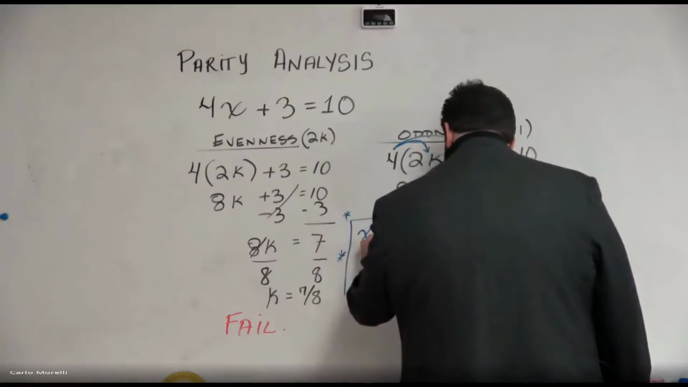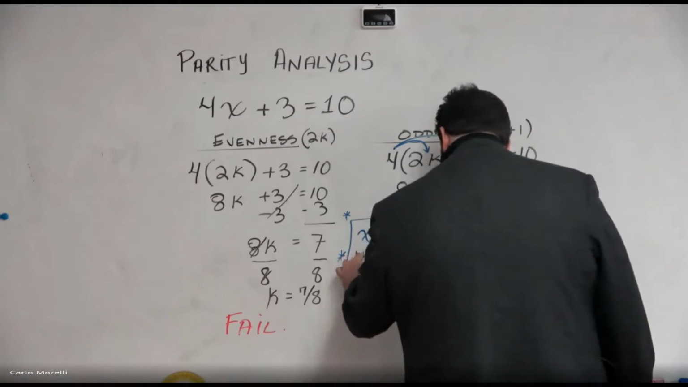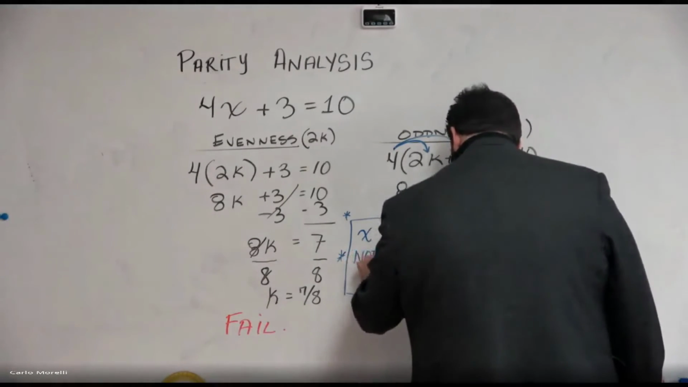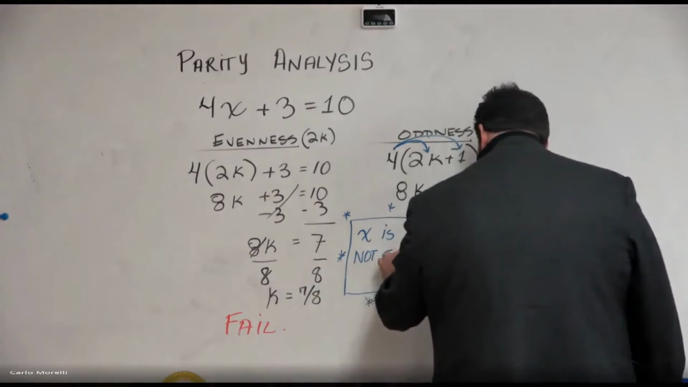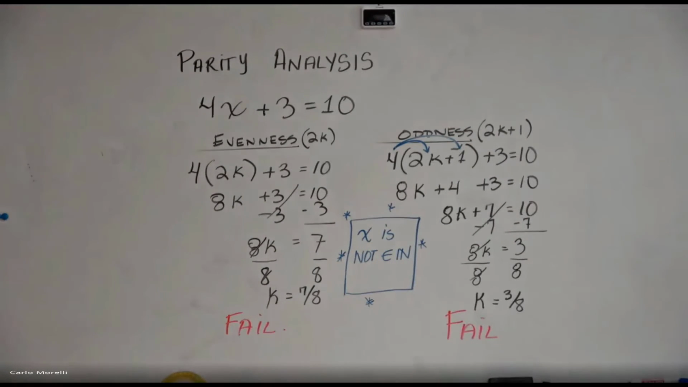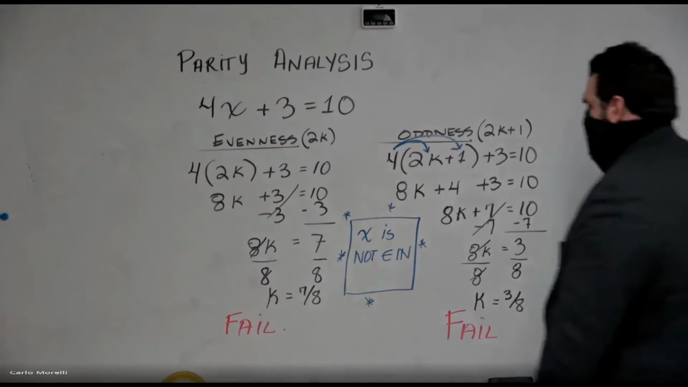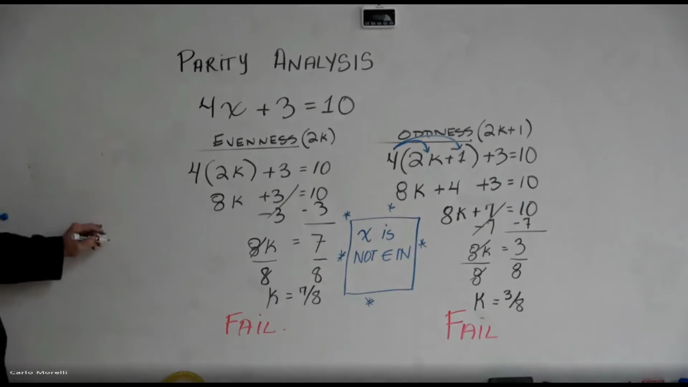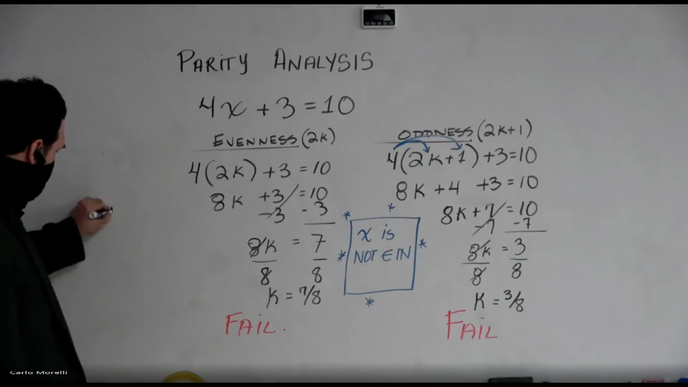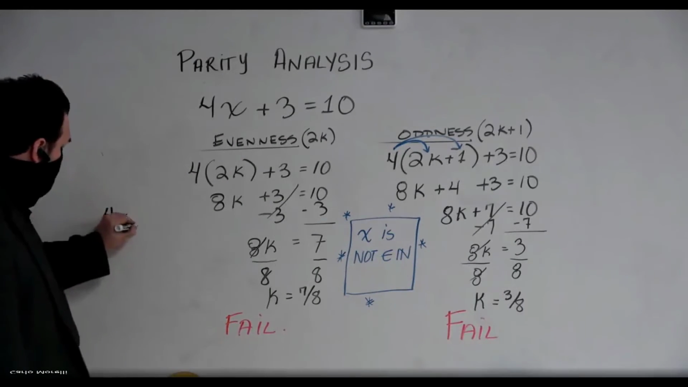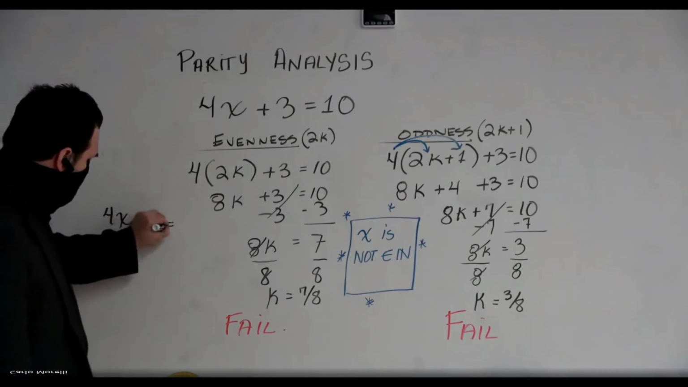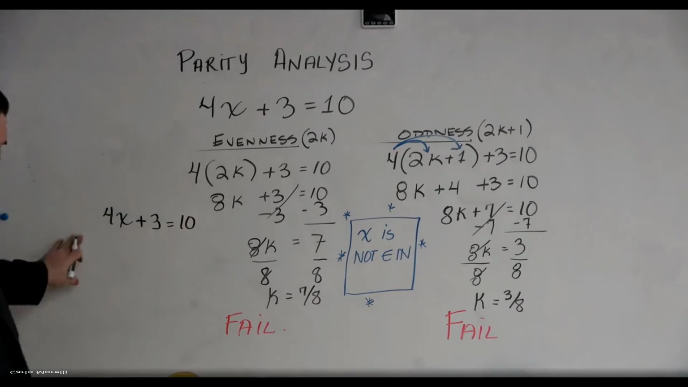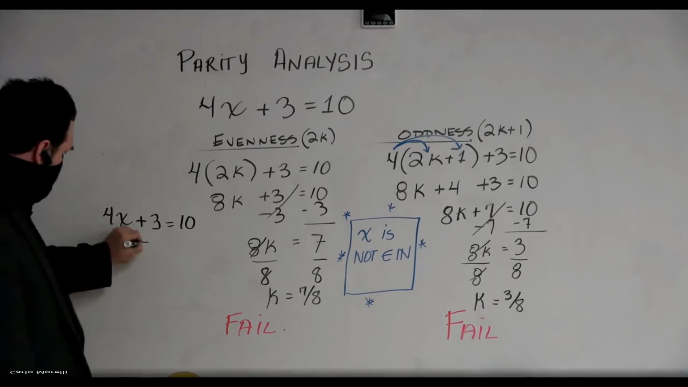X is not an integer. So I wrote x is not an element of the integer set. So let's figure out what x is. I really don't care about this, but let's do it just to make sure. If you said, okay, would you go to Vegas and bet on that? Yeah, I would. So let's solve for x.